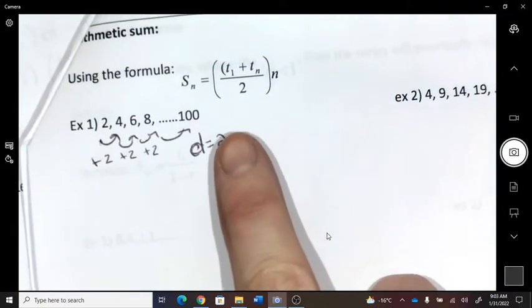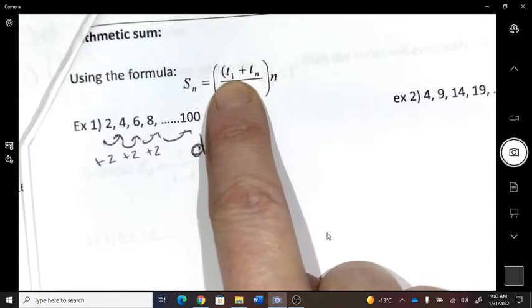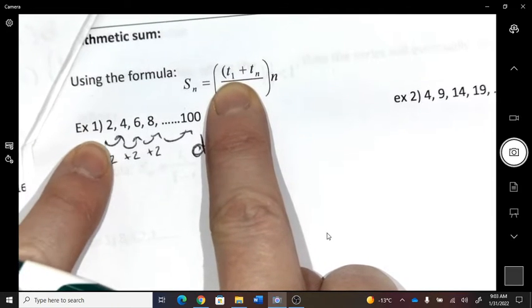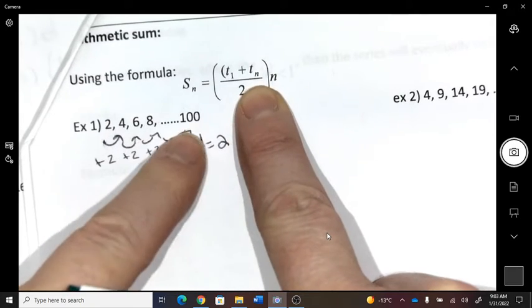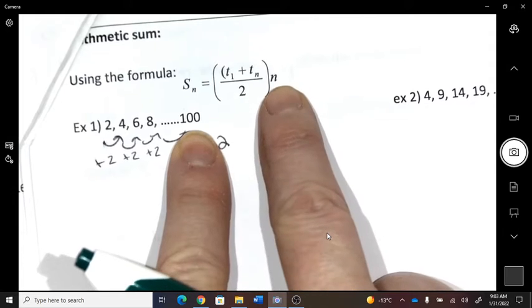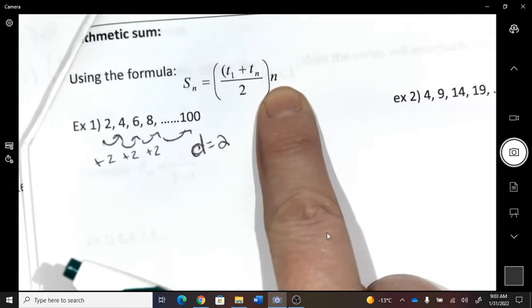Okay, this formula, when I look at it, this means the first term, check, I know that. This means the nth term, the last term, check, I know the last term, divide by 2, times the number of terms. I don't know the number of terms.